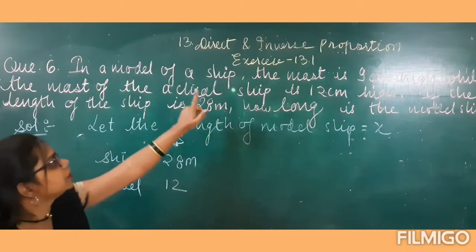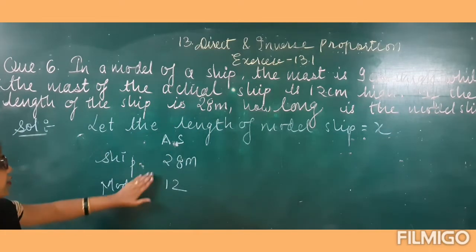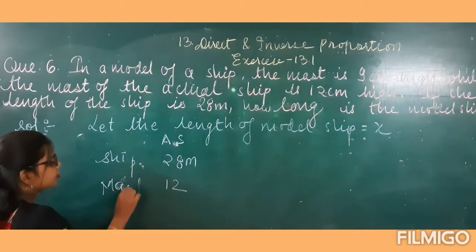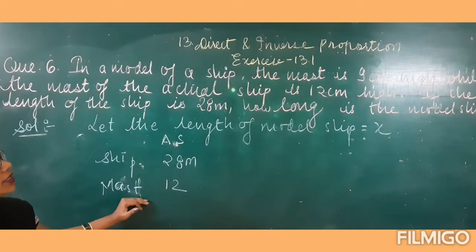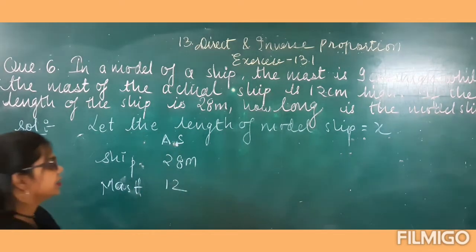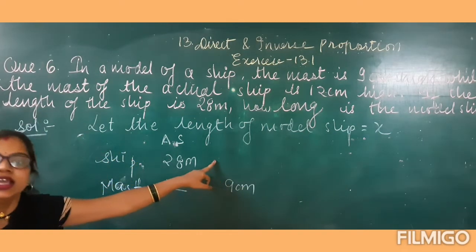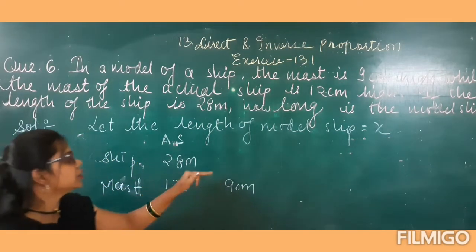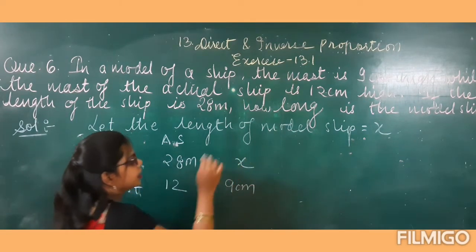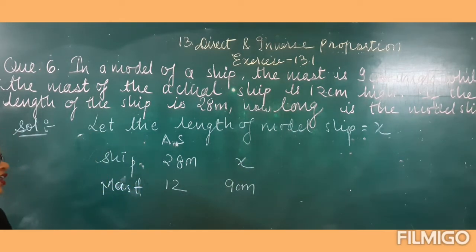And the model they are preparing, the mast of the model of the ship is given as how much? 9 centimeter. So here 9 centimeter is given. You have to find out the length of the ship. So the length of the ship you have supposed as X. As you can see, this is in direct proportion. Now we can equate this.